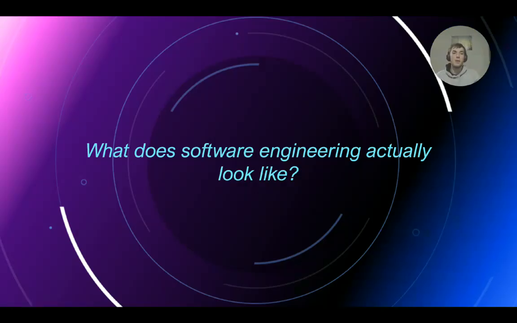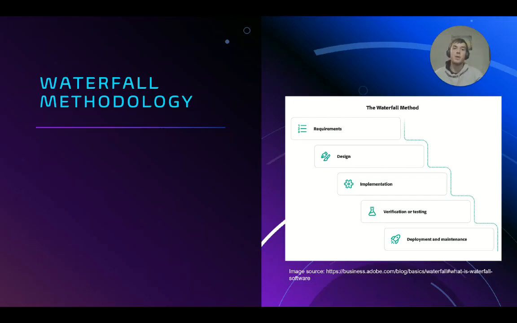So we've talked a lot about principles and ideas behind software engineering. But what does software engineering actually look like in practice? We're going to talk today about 4 models and methods that are used to implement software engineering. The first is the waterfall methodology.